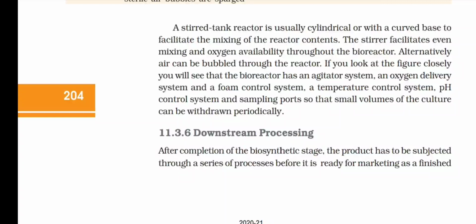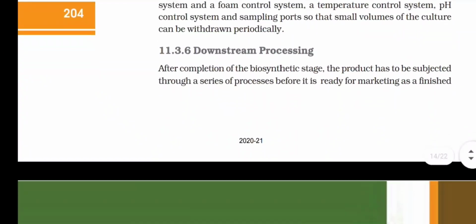If you look at the figure closely, you will see that the bioreactor has an agitator system, an oxygen delivery system, a foam control system, a temperature control system, a pH control system, and sampling ports, so that sample volumes of culture can be withdrawn periodically.